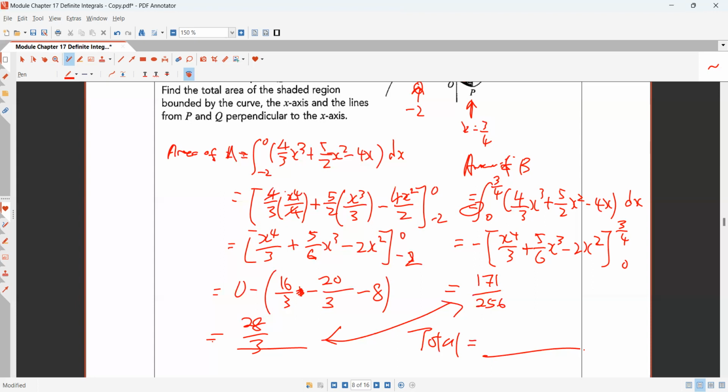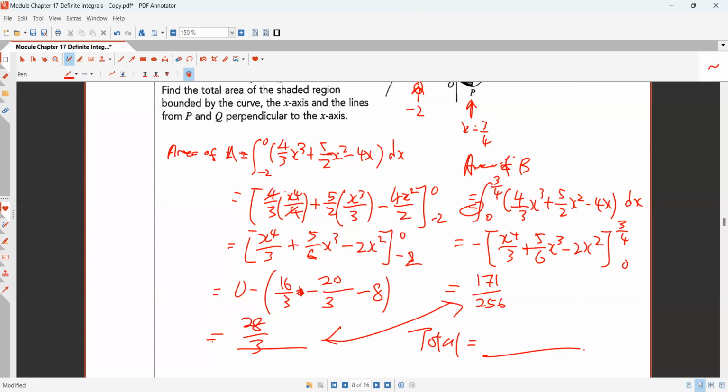171 over 256 plus 28 over 3. Answer is? 2681 over 768. No, my answer is not. You also is what? My answer is 10. Round off, get 10, right? Yeah. Wait. Then why you said 7?